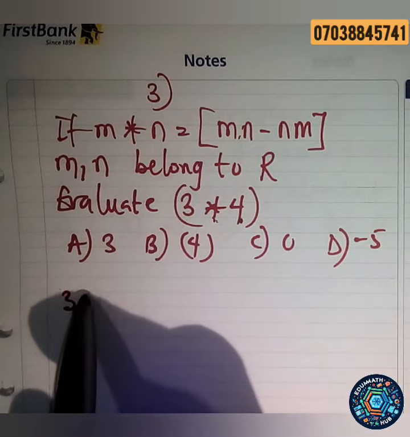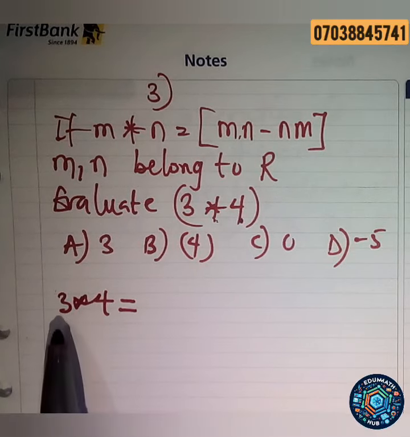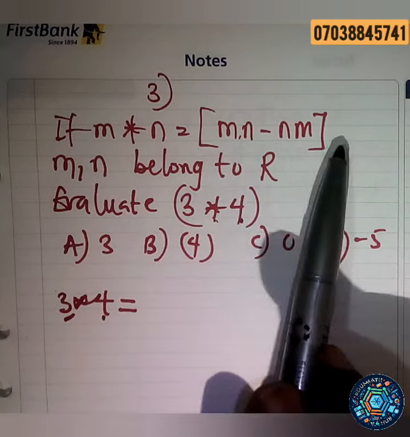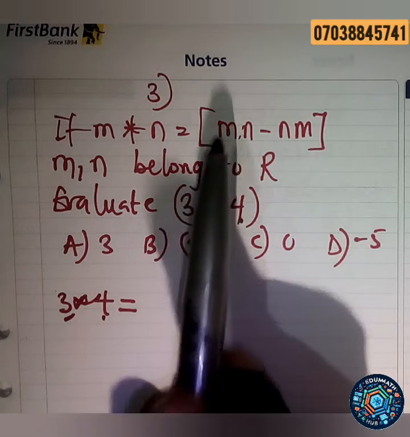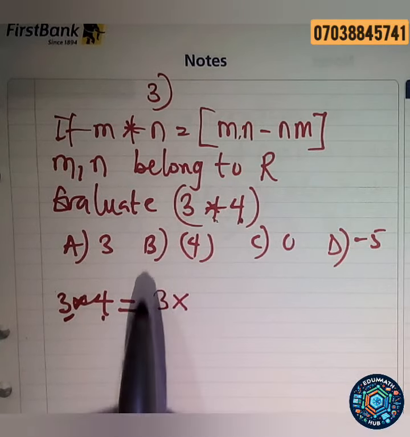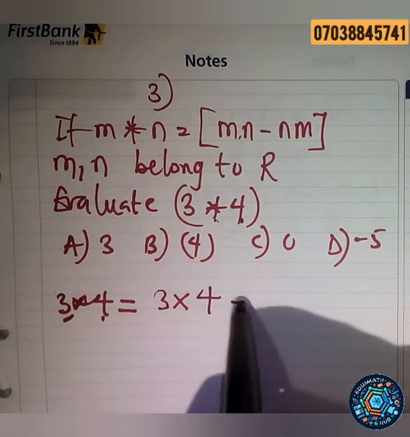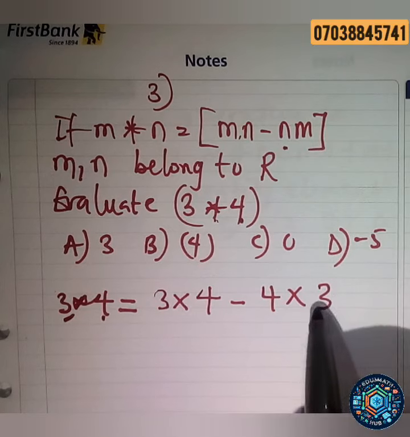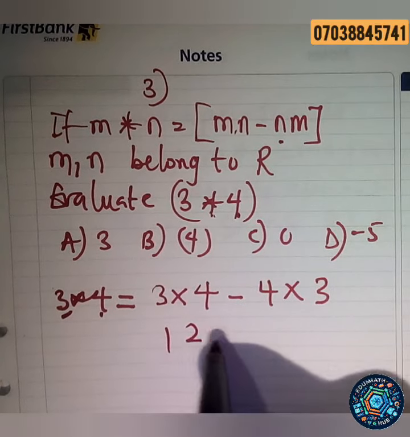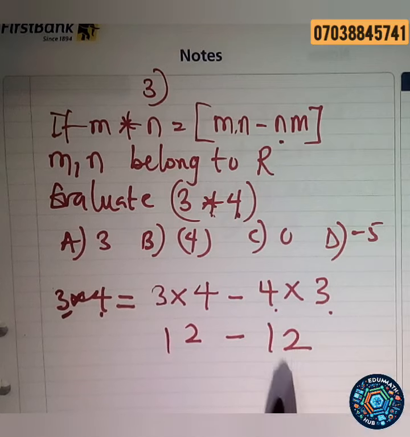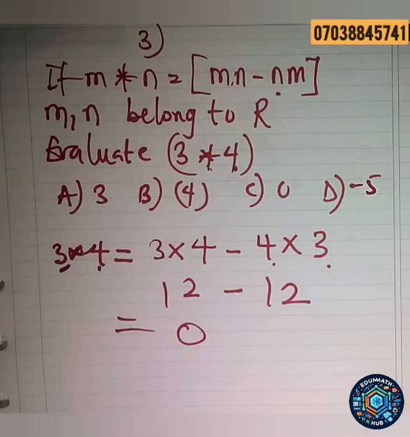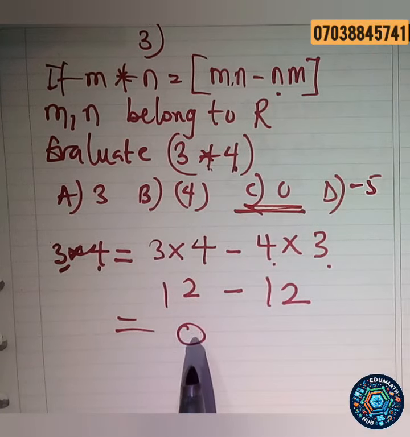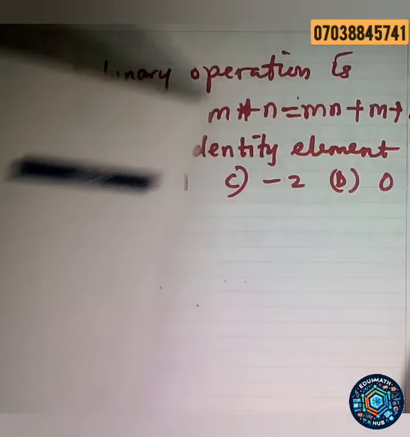So we're going to have 3 operator 4 is equal to, don't forget that 3 is standing as m and 4 is standing as n. So just move here and substitute the values. So we're going to have 3 times, then we have n here, I'm going to write 4. 3 times 4 minus, then we have n here, 4 times, then we have m, 3. So 3 times 4 will give us 12, minus 4 times 3 will give us another 12. So 12 minus 12 will give us 0. Okay, so go to the options and pick 0. So you can see that the answer is option C. Now let's move to the next one.